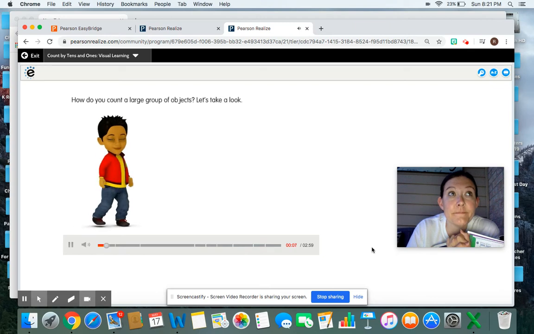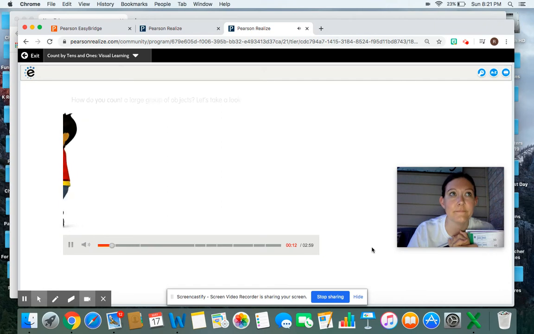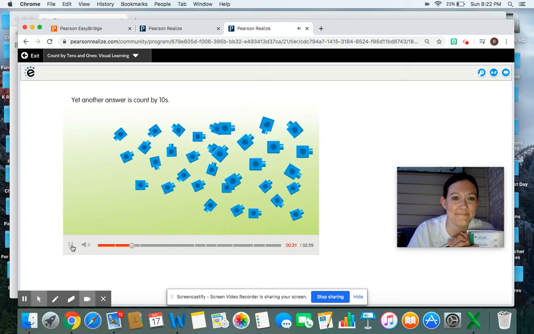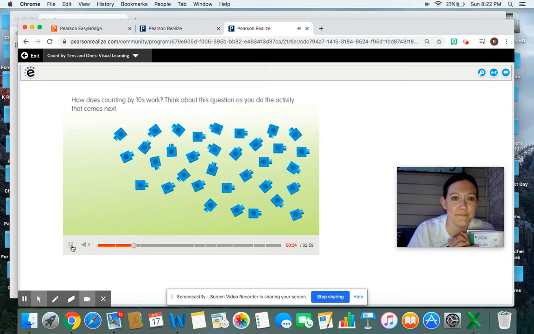How do you count a large group of objects? Let's take a look. What is the quickest way you can count these cubes? One possible answer is count by twos. Another answer is count by fives. Yet another answer is count by tens. How does counting by tens work? Think about this question as you do the activity that comes next.